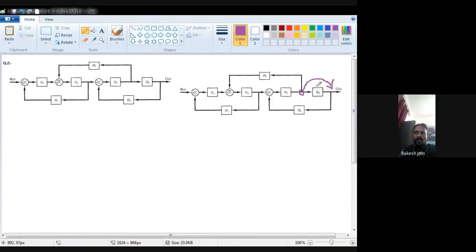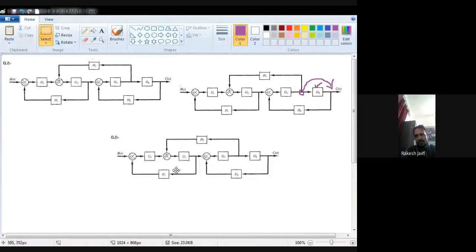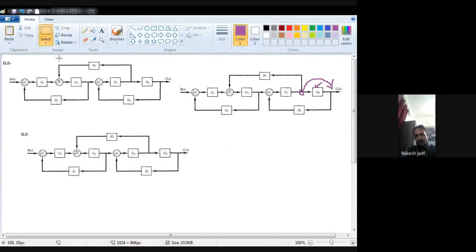We know the rule that whenever a pick off point moves after a block, then the gain of that block comes in. What is the gain of this block? The gain of this block is G4. So G4 will come in a reciprocal manner in the same line which we move. So in this line of H3, one more quantity will be added and that will be the reciprocal of G4, that is 1 upon G4.